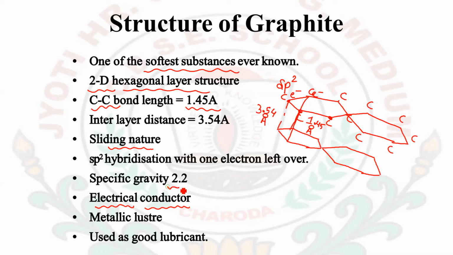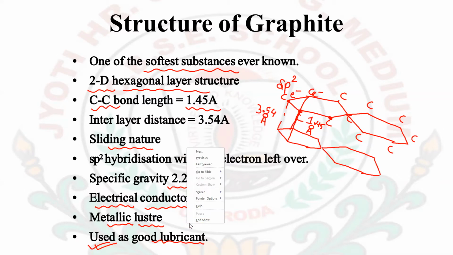The specific gravity is very low, only 2.2. It also has a metallic luster. When you see graphite, you will see that it has a metallic luster, while it is not a metal. It is a non-metal, but it has a metallic luster. Due to its sliding nature, it is used as a good lubricant for machines and such. It can reduce the friction in order to make the machine run smoothly.